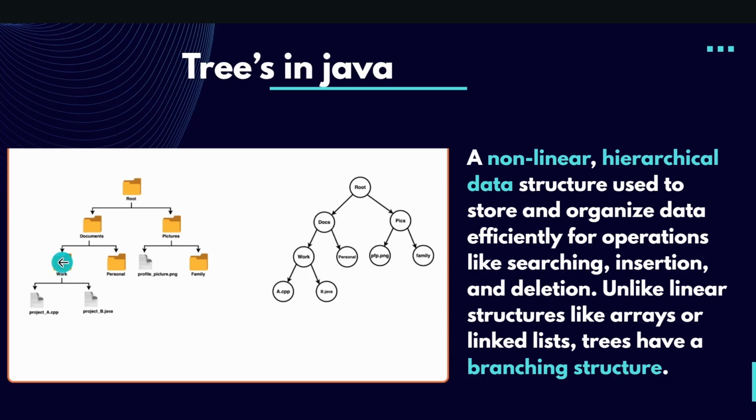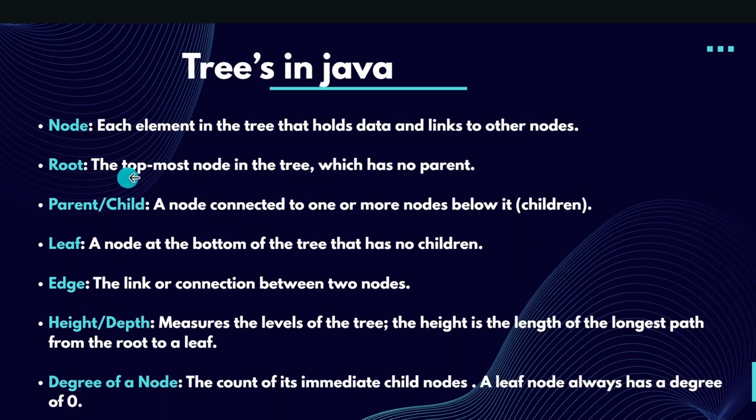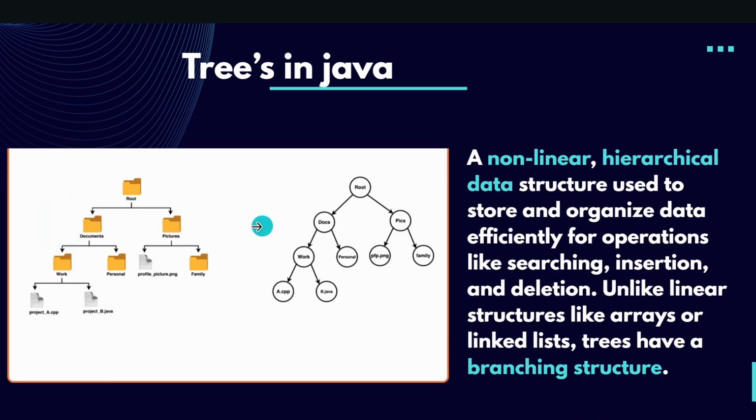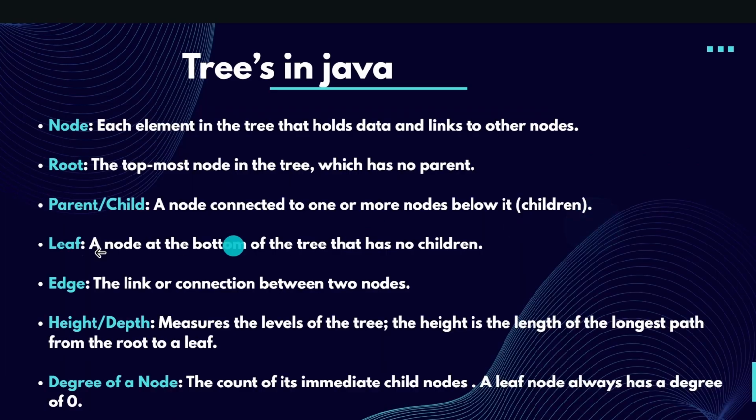You can also see the working folder has a parent called Documents. This family folder has a parent called Pictures. In a similar way, the root is meant by that only. So the parent and child are represented by this: the Pictures folder represents the parent and this family folder represents the child. You can see this with the definition as well.